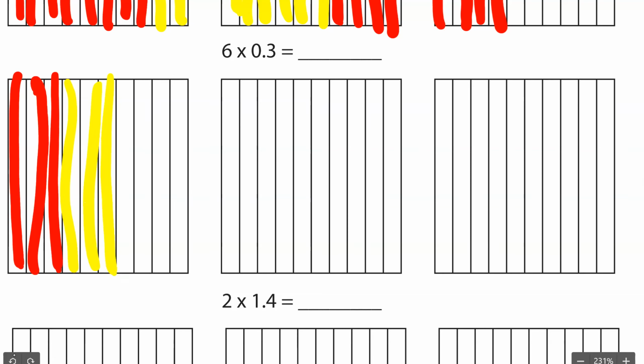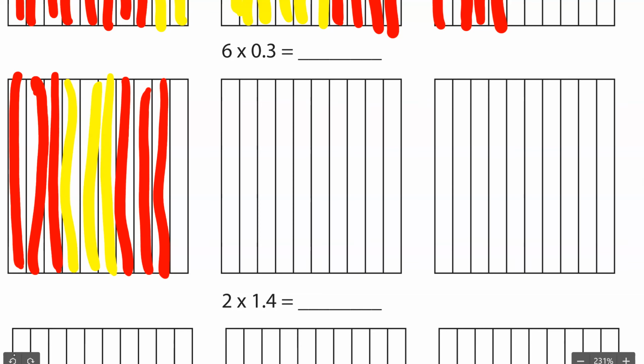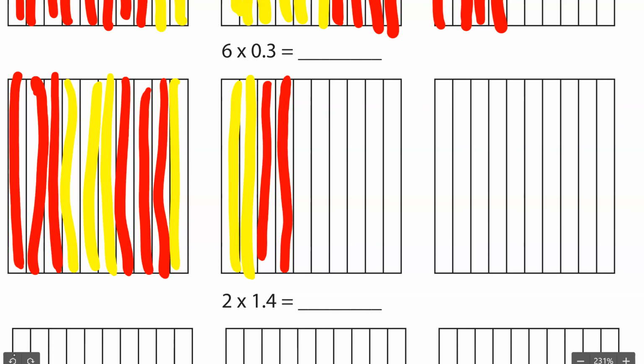There's 2 groups, 3 groups, 4 groups, 5 groups, and 6 groups. So 6 groups of 3/10 is going to give me 1 whole and 8/10. 1 and 8/10 for my answer.